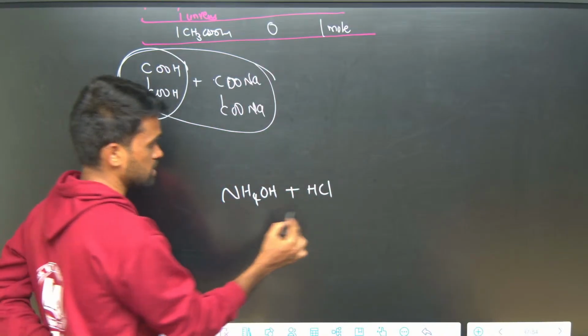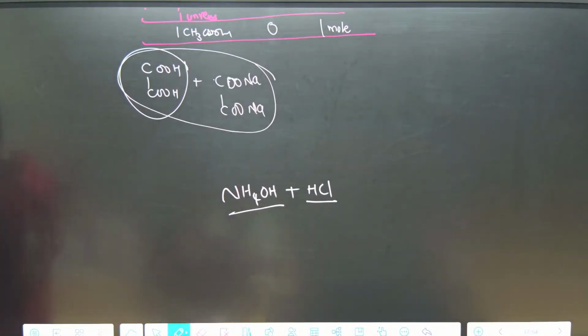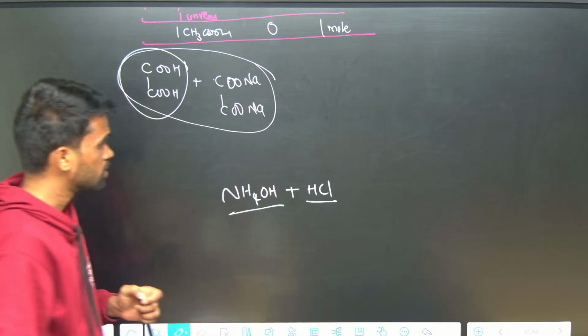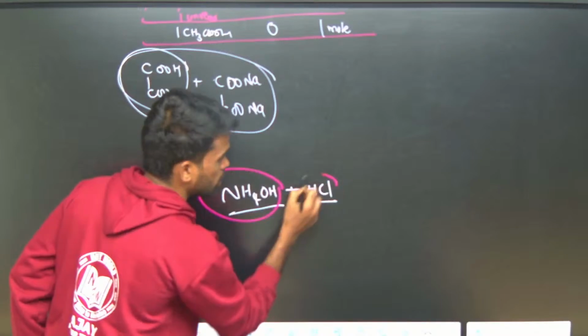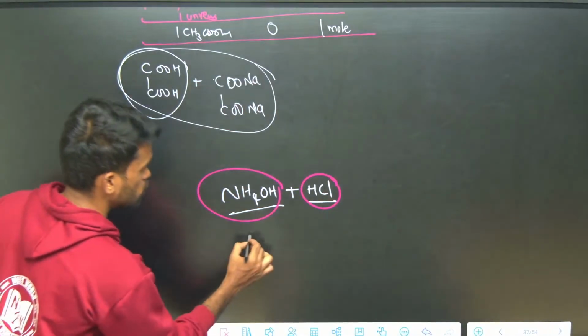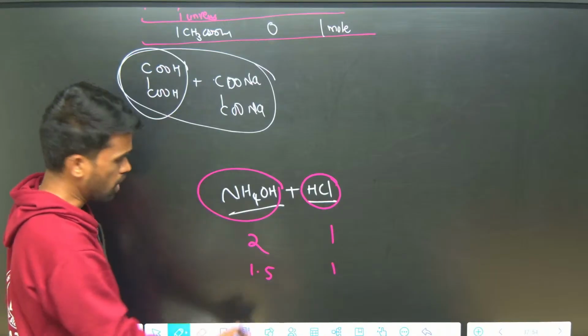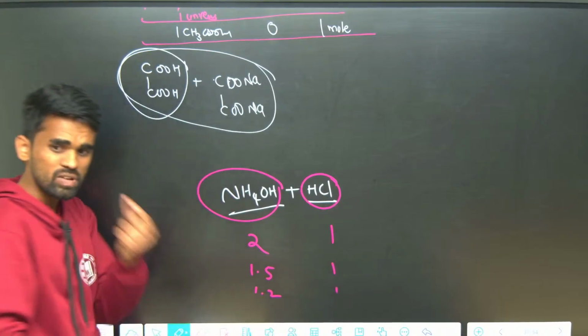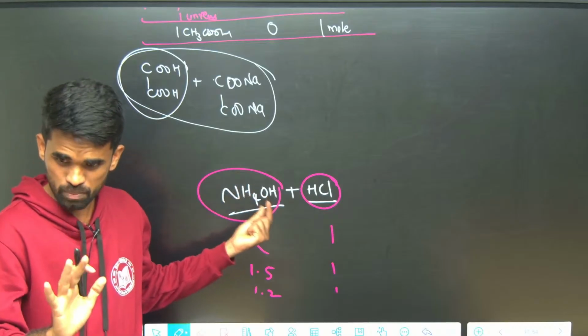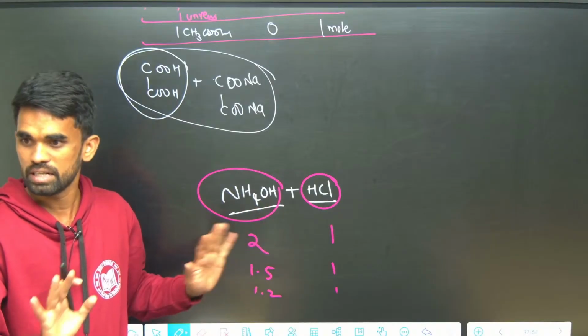So a weak base plus a strong acid. Which should be in major quantity here? The weak base. Again, the limiting quantity should be HCl. Something like this should be 2 and this should be 1. Even I can take 1.5 and 1, or 1.2 moles and 1. Even a small quantity of the weak base must be in excess. Weak base should be the excess quantity here. That's it. Clear now?